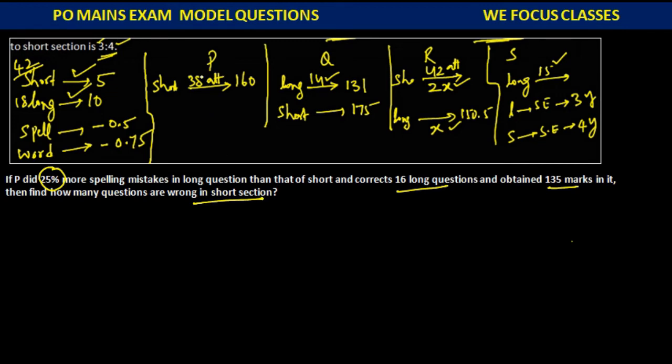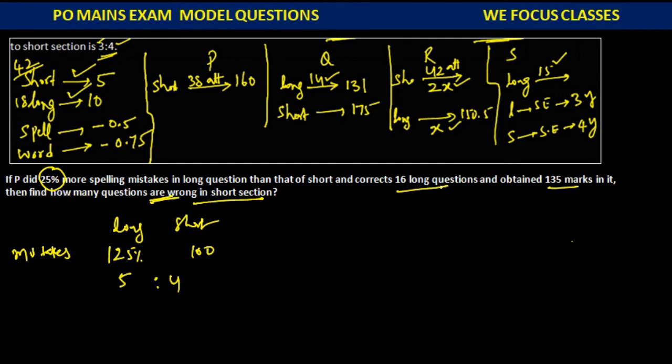In the short section, we know that he has attempted 38 questions. Out of that, we need to find the wrong questions, which means we need to find how many correct questions there are. What is the information given? P did 25% more spelling mistakes in long questions. If you write the ratio of mistakes, long and short, if short is 100, long will be 125%. The ratio would be 5:4.